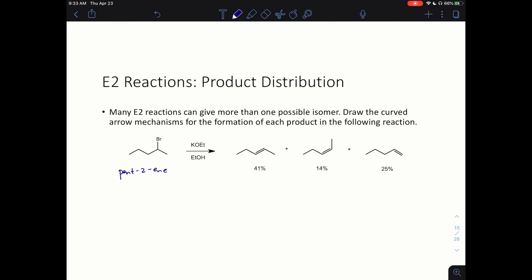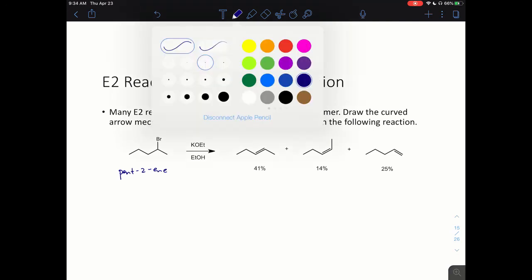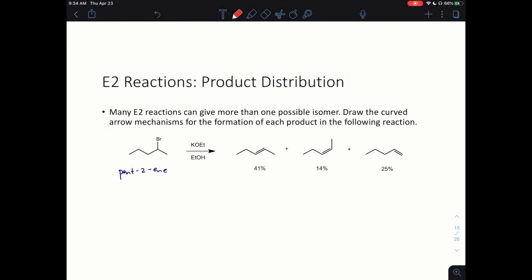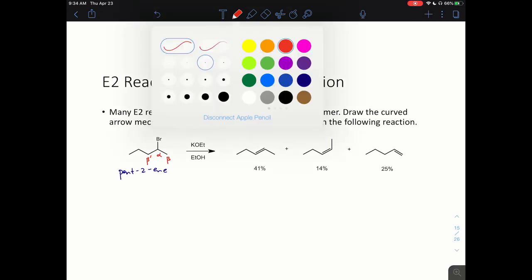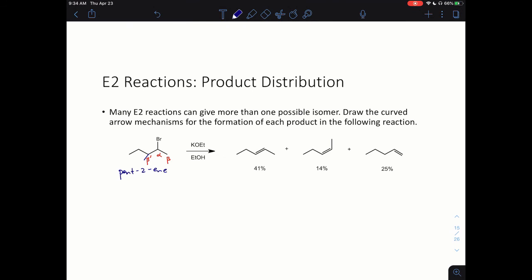So I would like for you to just start by pausing and drawing the curved arrow mechanism that explains the formation of each of these products. A good place to start is to label the alpha carbon and then to notice that you have 2 different beta carbons. And both of those beta carbons have hydrogens on them. And as such, both of them can be deprotonated.